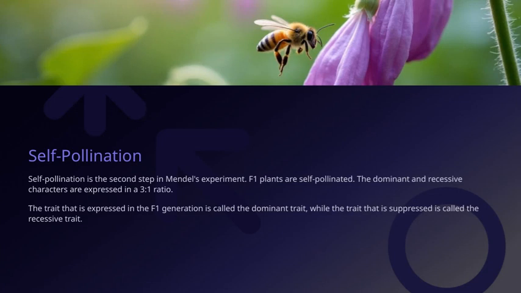Now let's talk about self-pollination, which is the second step in Mendel's experiment. After crossing the plants, the F1 plants are allowed to self-pollinate. This means they pollinate themselves, which helps us see how traits are passed down within the same genetic line. What's really interesting here is that the traits we see, specifically the dominant and recessive traits, appear in a specific pattern. In this case, they show up in a ratio of 3:1. So 3 parts show the dominant trait, and 1 part shows the recessive trait.